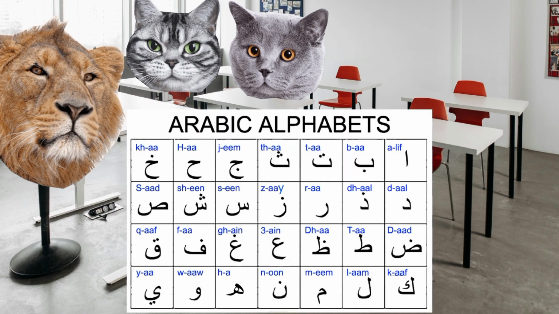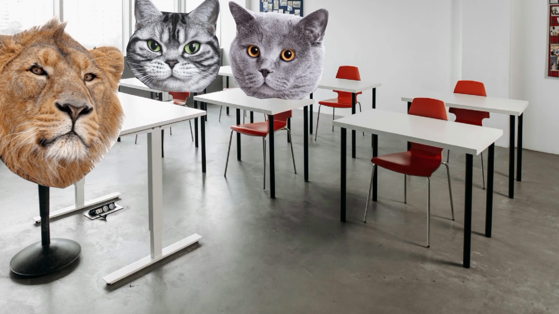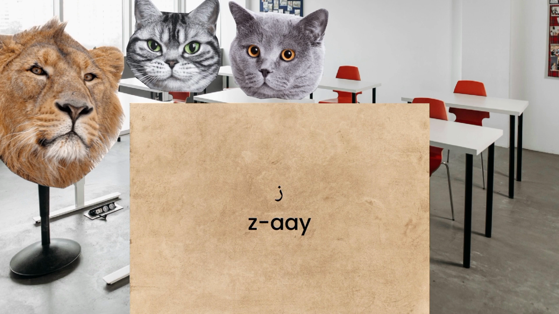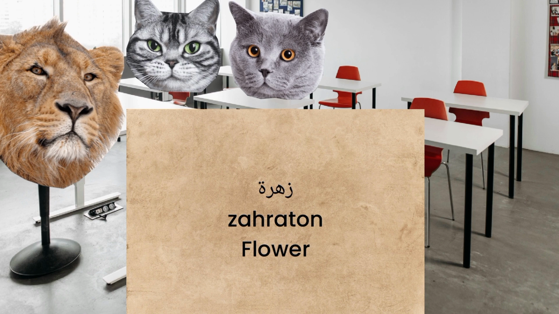Now for the next letter. The next letter is زاي, زاي. Zay. Zay. That's good. Now for the example. The example will be زهرة, which means flower.